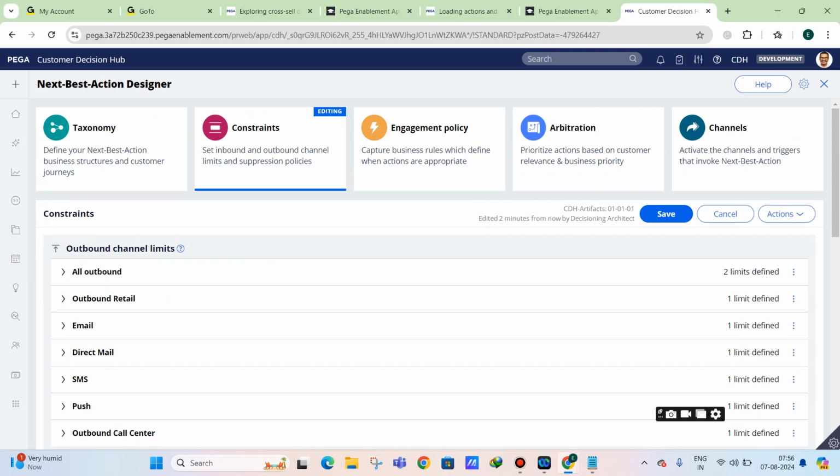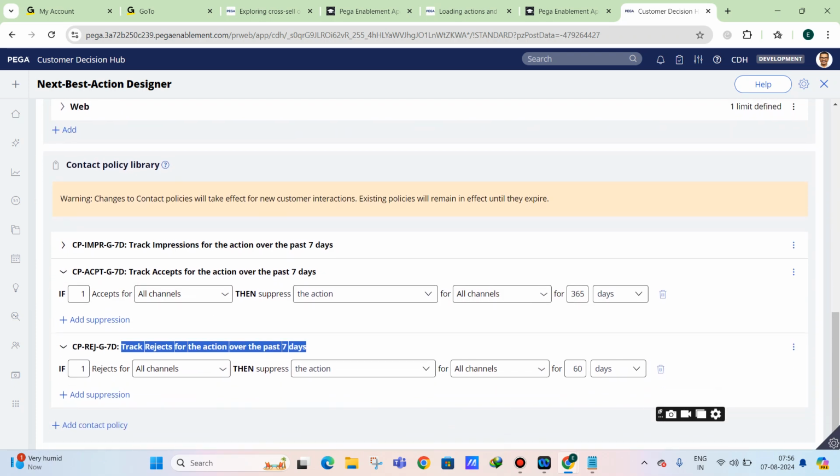Okay, so don't consider that this is for all customers. This is only at a customer level, not for all the customers. Whichever customer has rejected, for that particular customer we are suppressing the action. Suppressing the action means we are hiding that action in all the channels for 60 days. That is what we are doing here.